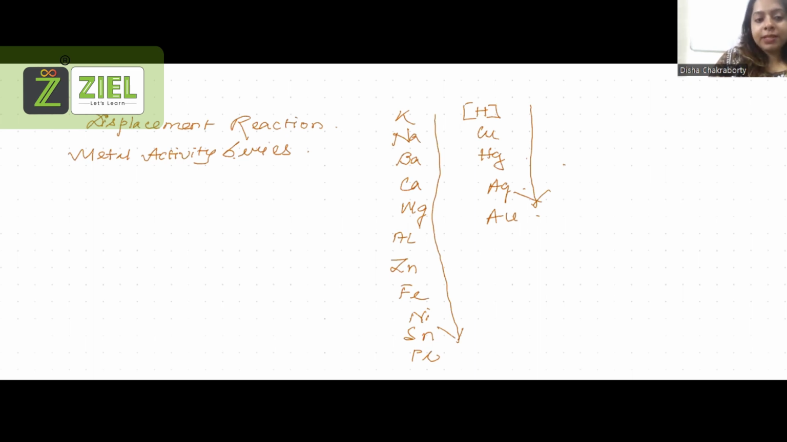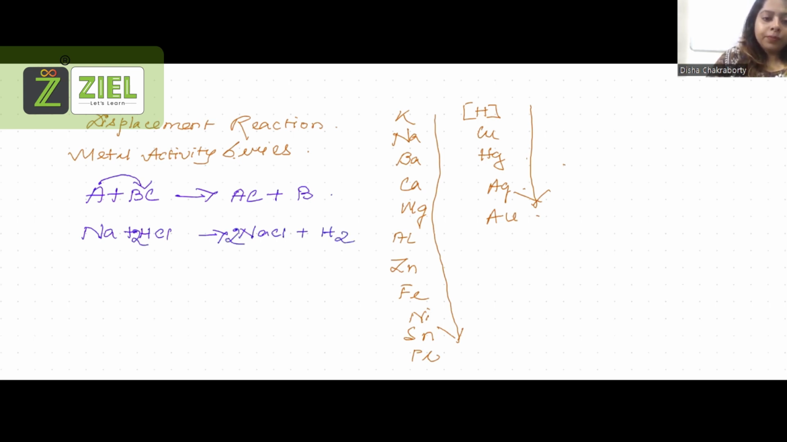Skeletally, this reaction can be represented as follows, where A is displacing a metal lower in the reactivity series, which is B, and combining with C. A real life example of this type of equation can be sodium, which is very high in the reactivity series, displacing hydrogen from its combination with hydrogen chloride and combining with the chlorine to form sodium chloride.